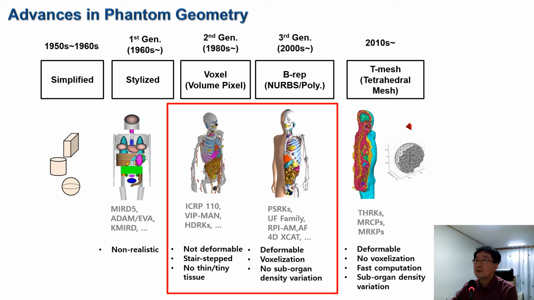On the other hand, the BREP geometry is deformable and smooth, but it cannot be directly used in Monte Carlo code. That is, the geometry should be voxelized before it is used in a Monte Carlo code, and therefore the BREP geometry is not fully free of the limitations of the voxel geometry. So several years ago, we proposed to use a totally different geometry format, that is a tetrahedral mesh geometry.